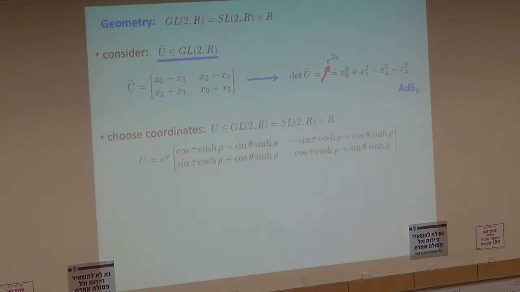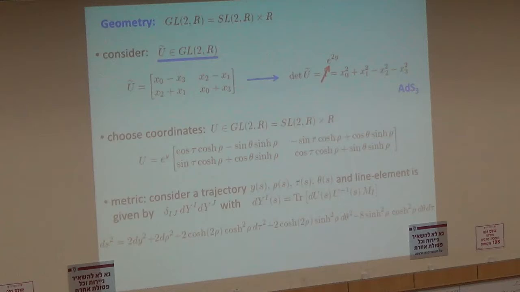But what happens when I stick those coordinates into that matrix U? I get some expression like this. Then I'm supposed to build a metric using this technology that I talked about, and you end up with a metric that looks like that. Now, unfortunately, if you stare at that metric for a long time, you will not see AdS3, because it isn't AdS3.